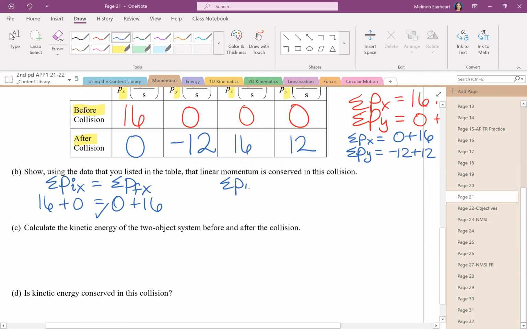Same thing with the vertical. So it equals the final momentum in the vertical. So this is the first row, second and fourth column, 0 plus 0, equals, after the collision, negative 12 plus 12, which equals 0. So check. Good deal there.